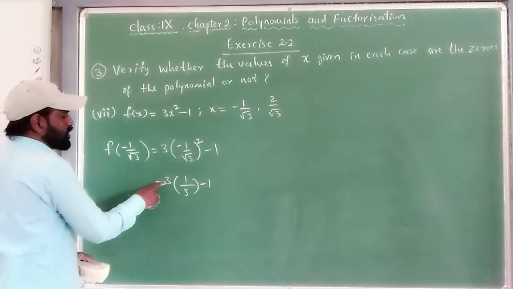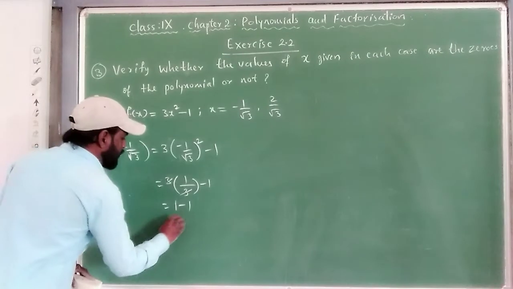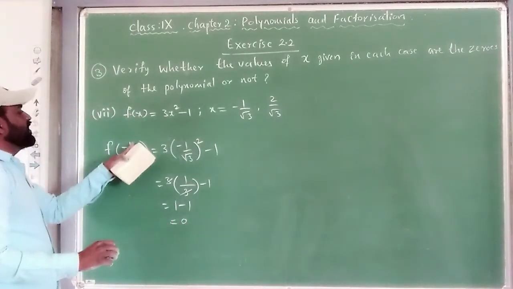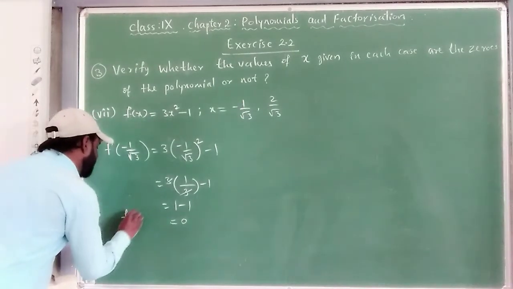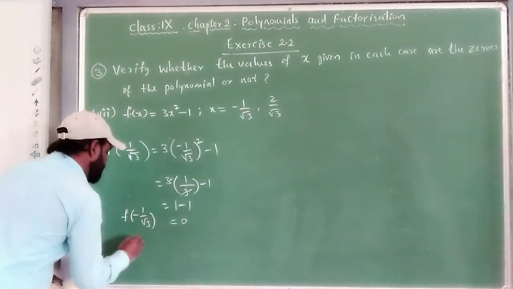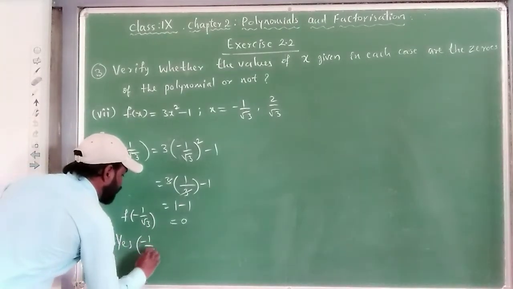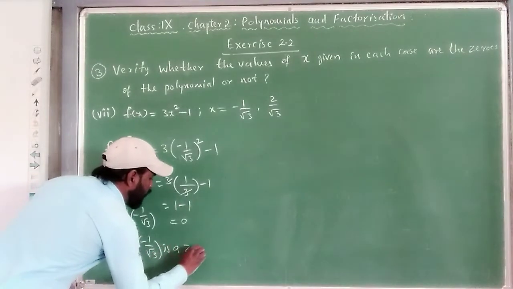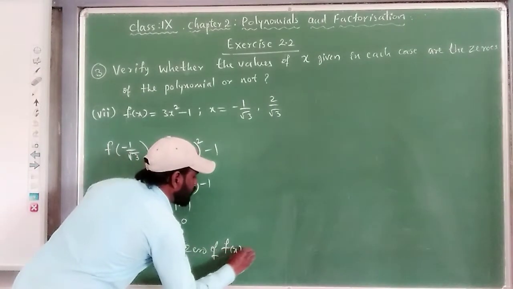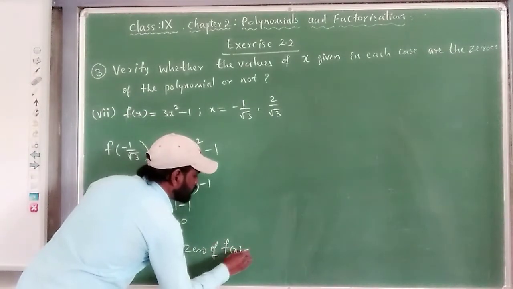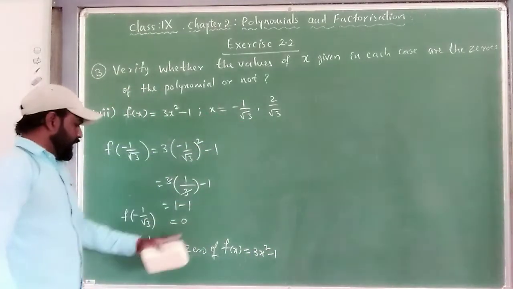So just simplify whether you get 0 or not. See here, the numerator is 3, the denominator is 3, gets cancelled. Remaining is what? 1. 1 minus 1 is 0. That means f of minus 1 by root 3 is 0. So f of minus 1 by root 3 is equal to 0. Therefore, yes, minus 1 by root 3 is a 0. A 0 of what? The polynomial f of x is equal to 3x square minus 1.